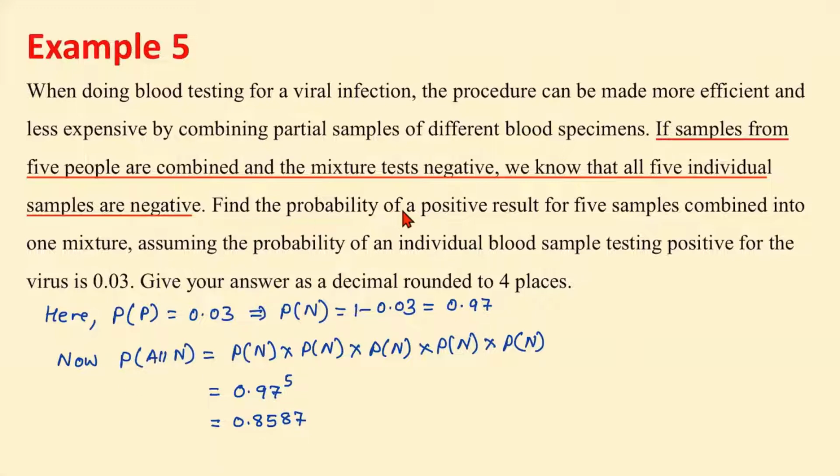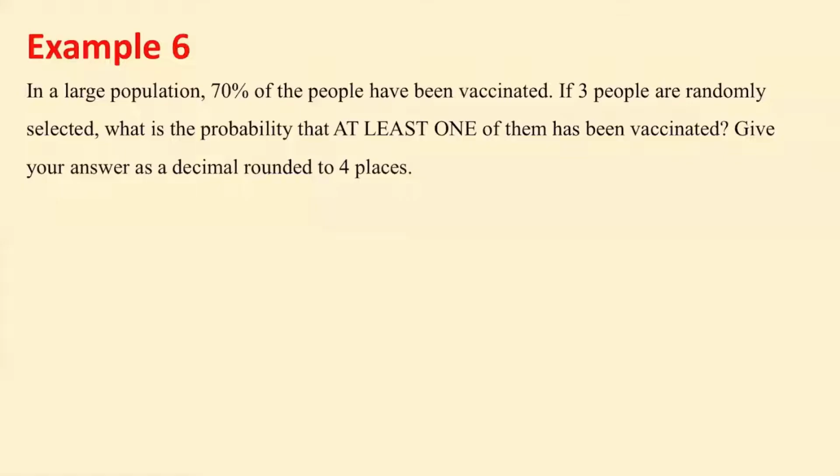But the question here is to find the probability of a positive result, and this is the negative result. So the probability of a positive result will be 1 minus the probability that all are negative, 1 minus 0.8587, and if we simplify that, it will be 0.1413. So that's how we can solve a problem like this one. Okay, let's now solve example 6.